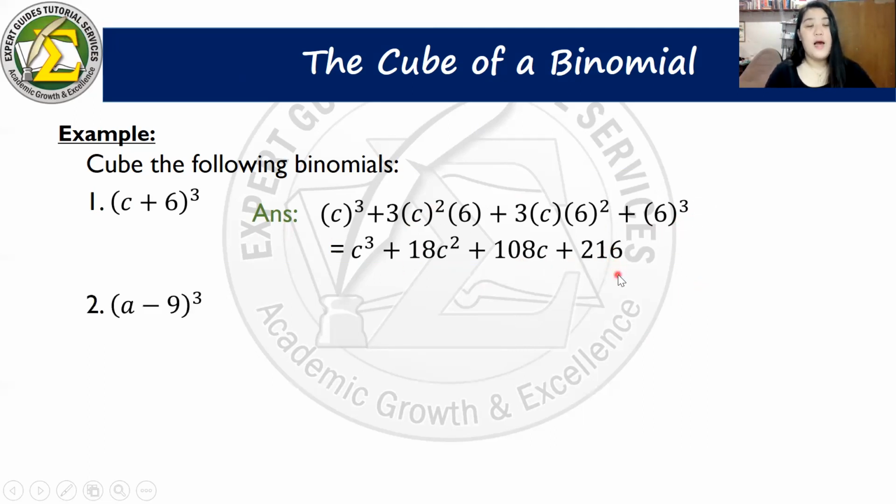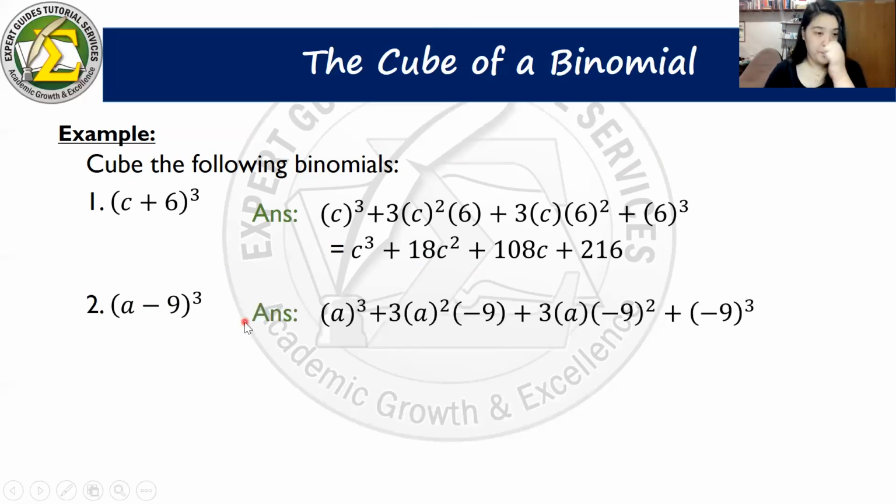Now, how about if we have the cube of quantity a minus 9? So let's first cube a, and then have 3 times what? 3 times the square of the first term times the last term. But since this is negative, dapat ang second term mo is negative then. So alternating. Positive si first term, negative si second term, positive si third term, negative si last term.